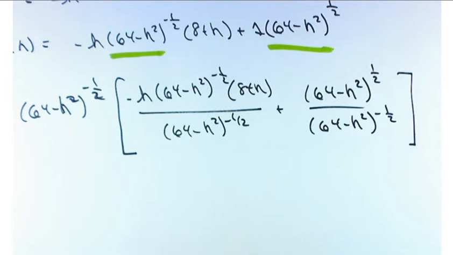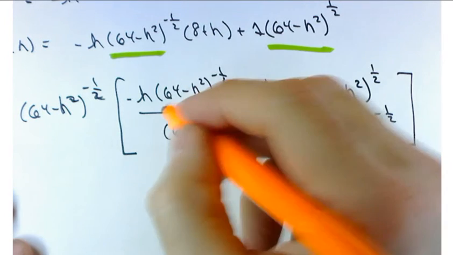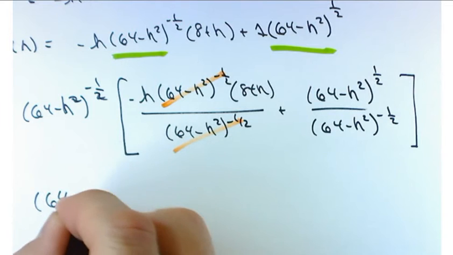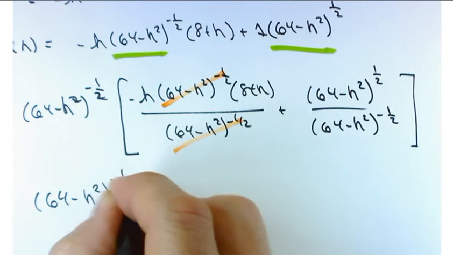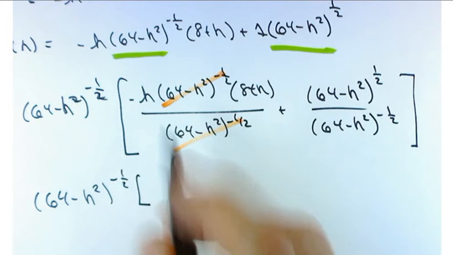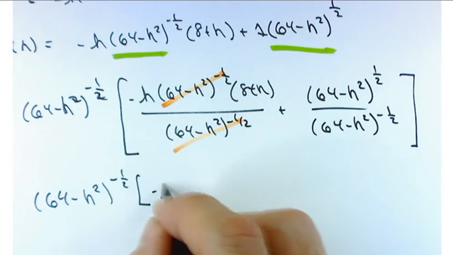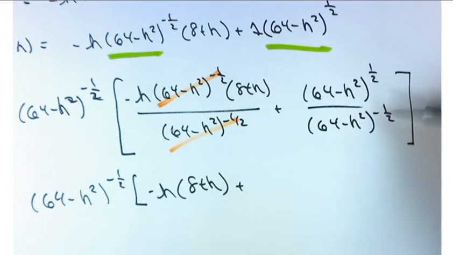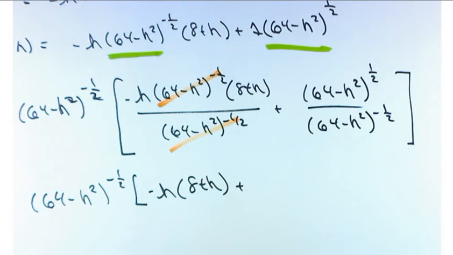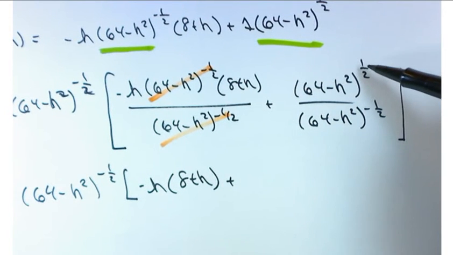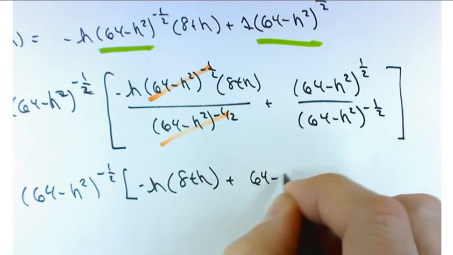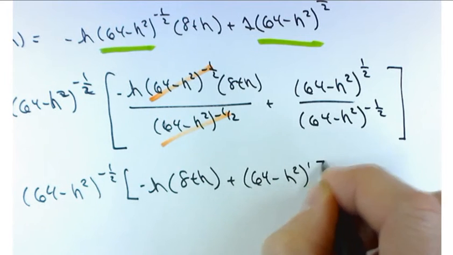Okay, so some nice cancellation here. Those terms cancel out completely. So what am I left with? I'm left with 64 minus h squared to the negative 1/2, and then negative h times 8 plus h. And what happens over here with those terms? Yeah, it becomes to the first power because you're going to subtract the exponents. 1 minus negative 1/2 gives me positive 1/2. So 64 minus h squared to the first power.